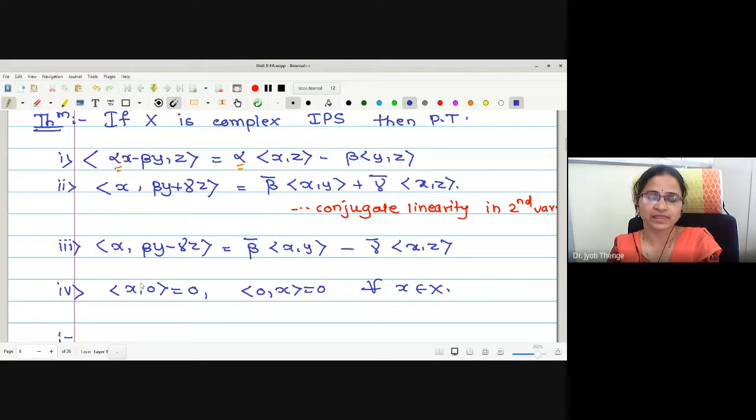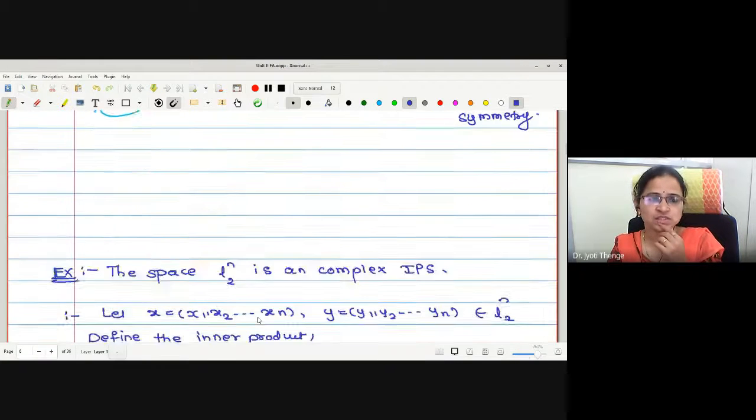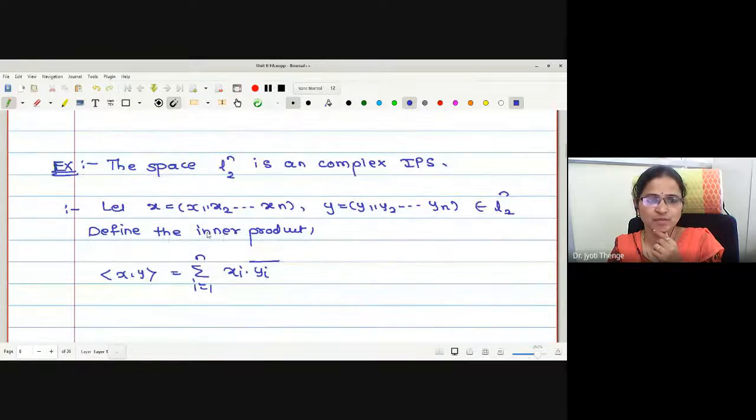And then in the inner product, if any one of the variables, either the first variable or the second variable, is 0, the inner product is going to be 0. Also, we have seen the example that L2N is a complex inner product space. How is the product defined? Sum of xi yi bar is the product defined.